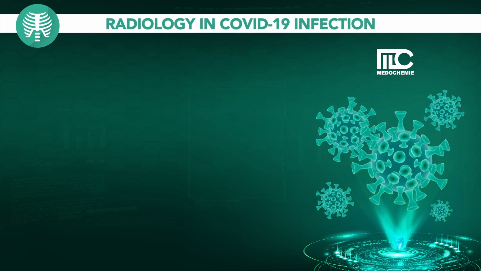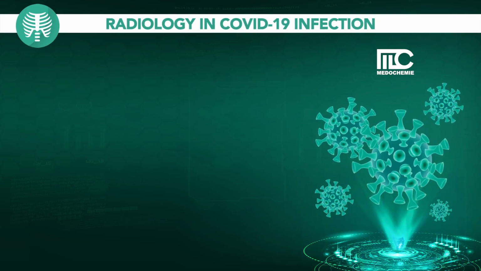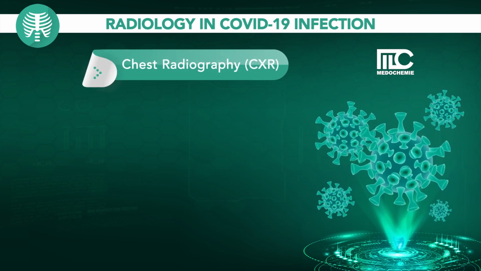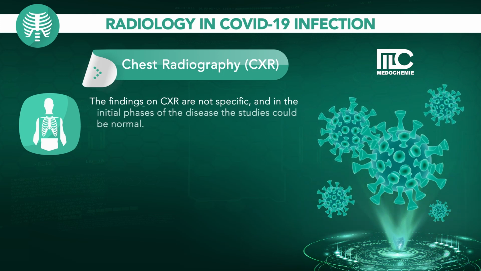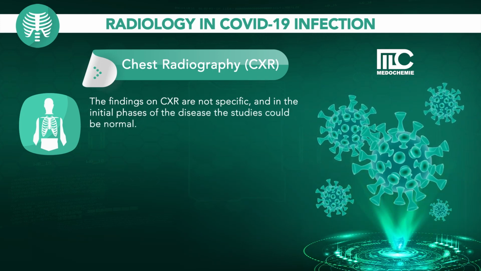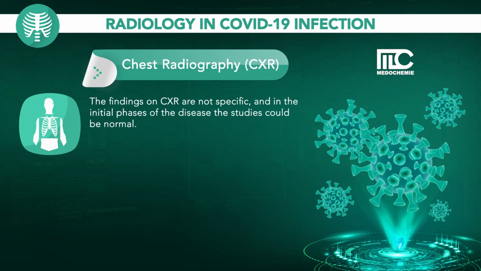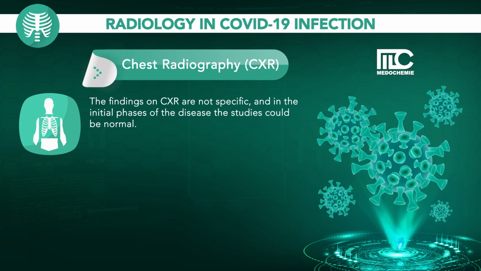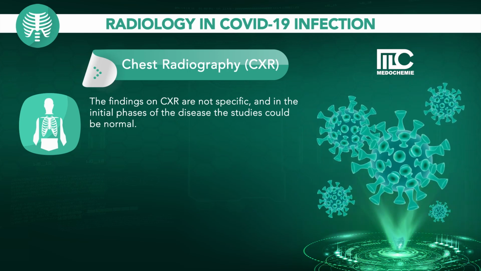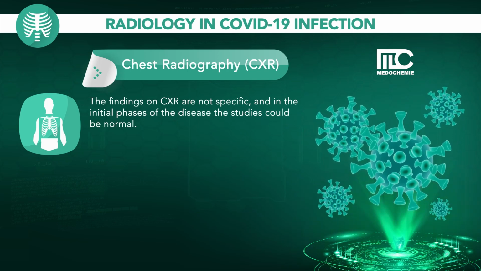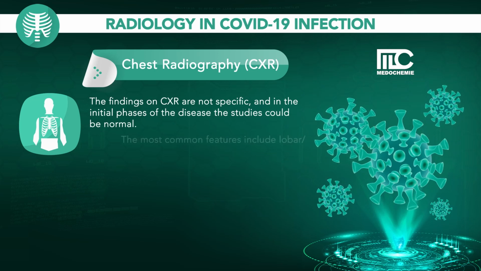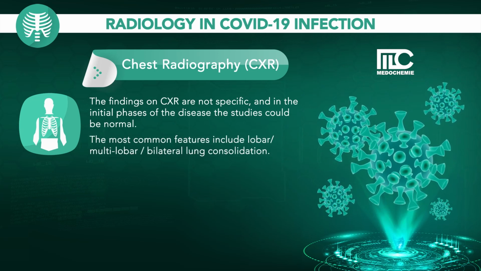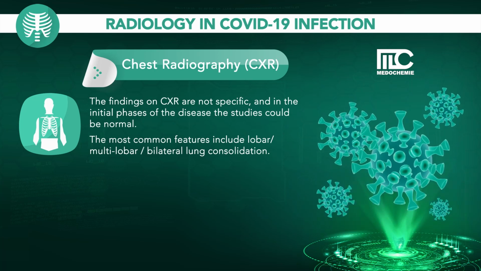What about radiology in the diagnosis of COVID-19? We have first the chest X-ray. The findings on chest X-ray are not specific, and in the initial phase of the disease, studies said that chest X-ray could be normal. But if there is abnormality, the most common features include lobar, multilobar, and bilateral lung consolidation.